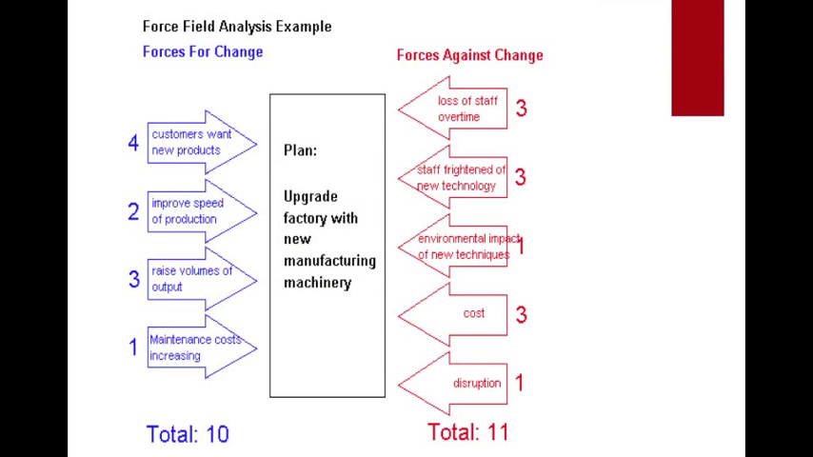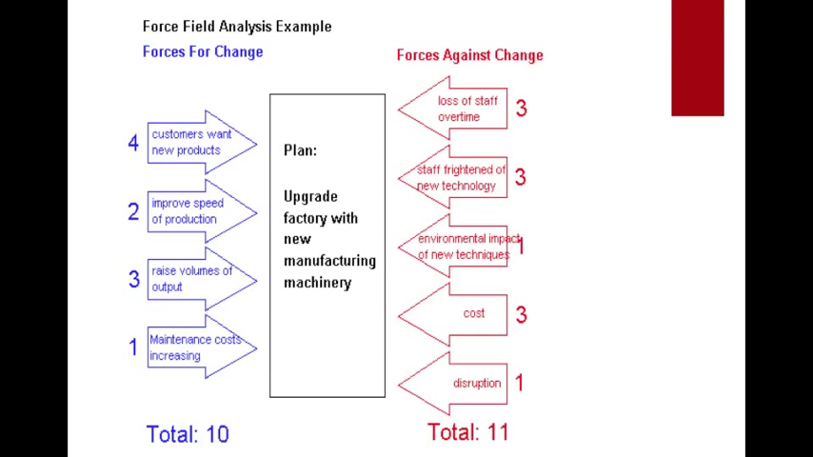We want to upgrade a factory for new manufacturing machinery. Well, what are the forces for change? Customers want new products, as an example. We want to improve the speed of production, raise volumes of output, and maintenance costs are increasing, so we want to drop that down.